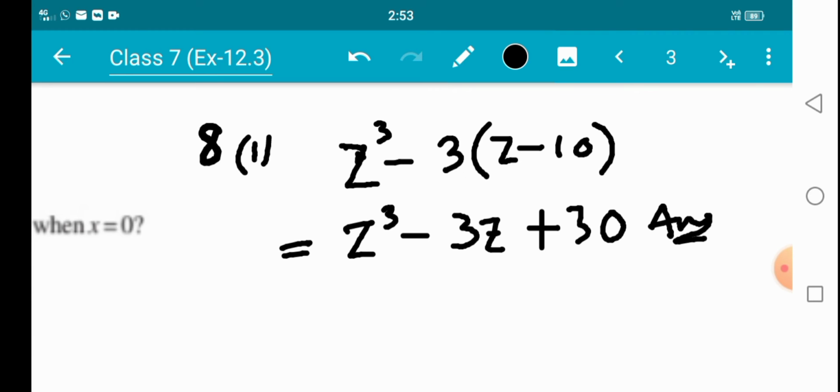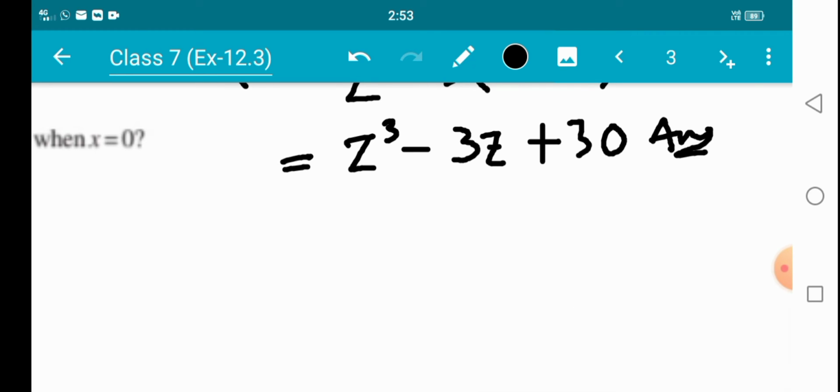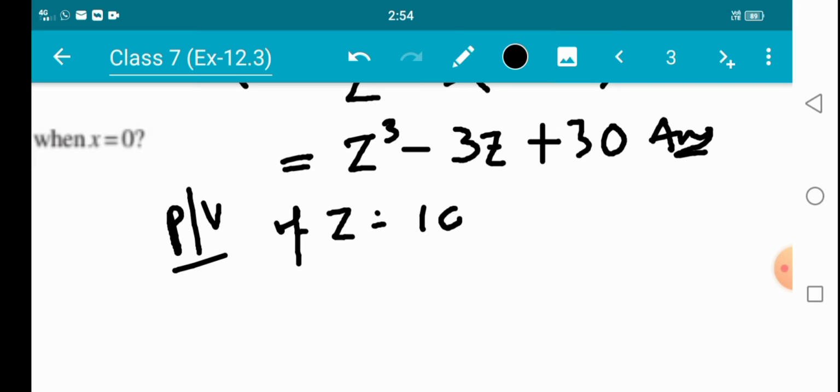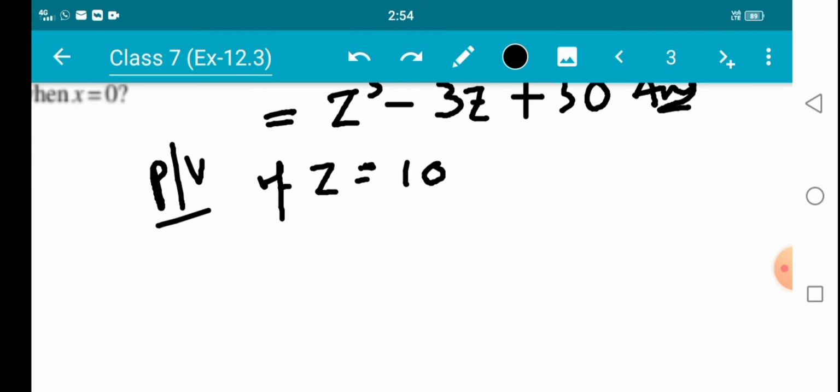This is the answer of this simplification. Now we will find the value of this expression when the value of z is 10. Putting z equal to 10, what are we getting here? Z cube means 10 cube, minus 3 into z, 3 into 10, plus 30.